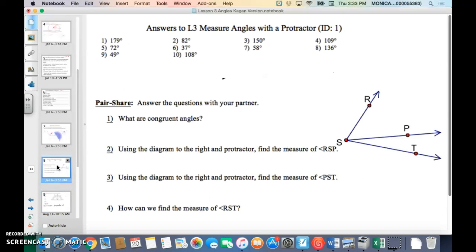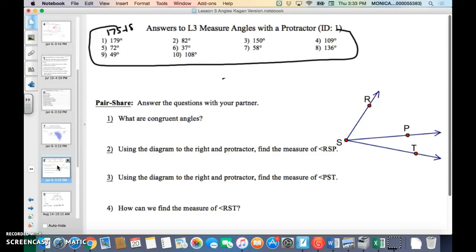So let's go back here. As you can see, these are the measures that you should get for numbers 1 through 8. And again, if you're within a range, so for number 1, if you're within the range of, say, 175 to 185, you're doing a good job. So if you're 5 less or 5 more, you're in the range, and that'll be okay. And that's the same with the EOC. They accept the same answers.